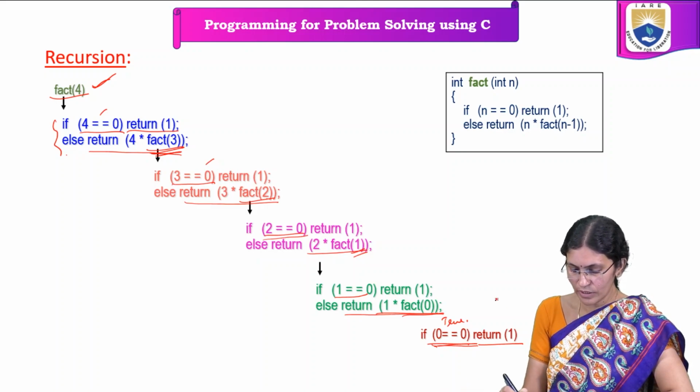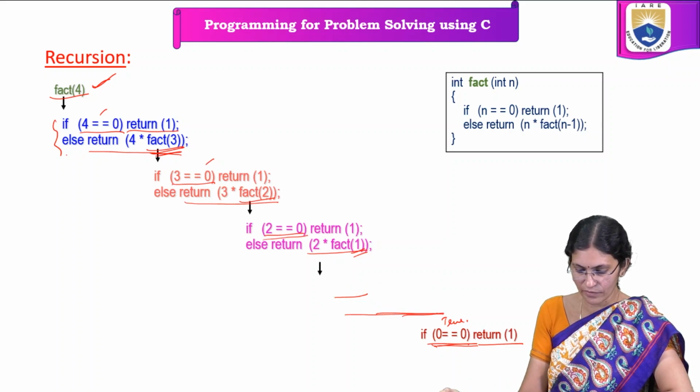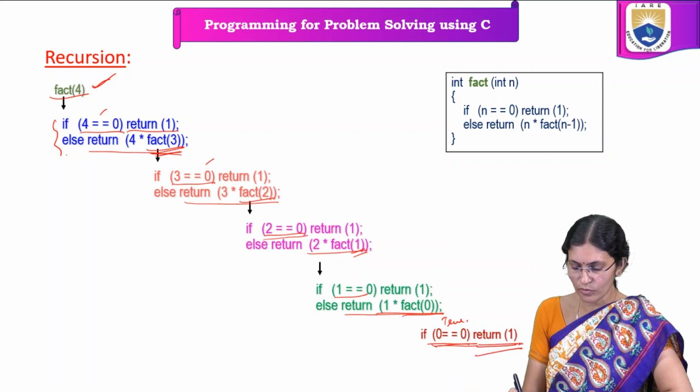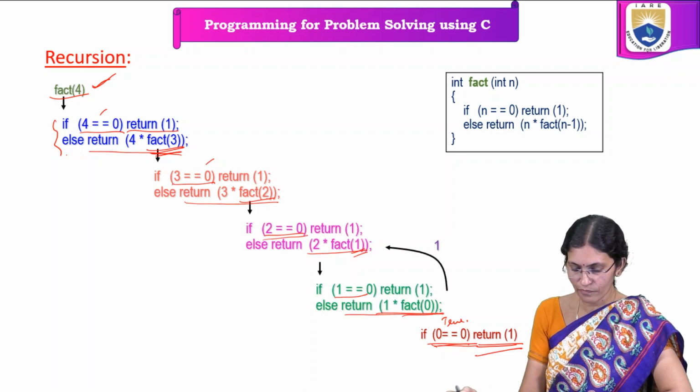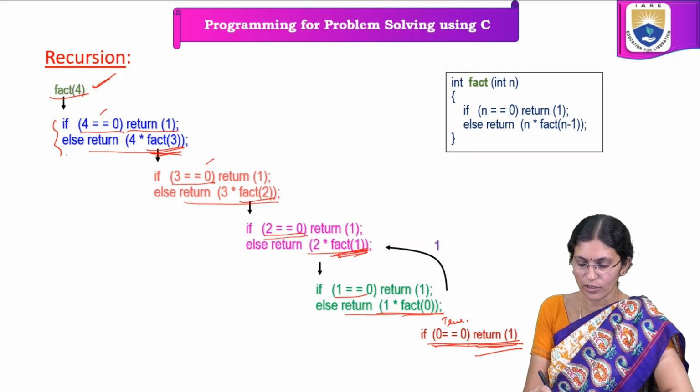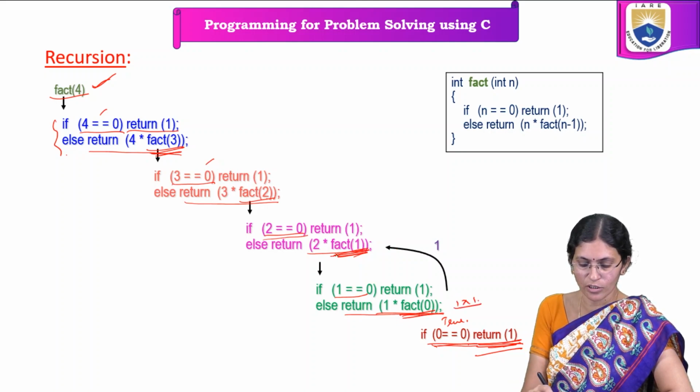Now let us see how the program is executed in the reverse order. As we have seen, this line is executing return 1. So fact of 1 is equal to 1, which we are getting from fact of 0 is equal to 1. So 1 into 1 is returned to this function. Here 2 into 1 is returned.